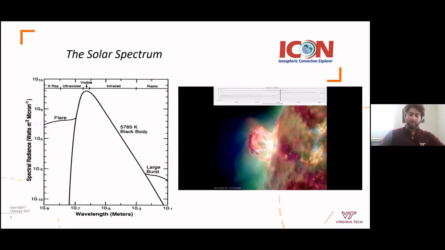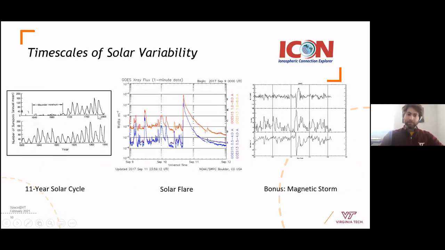Right, so let me talk about this one second. The black body portion is very constant, but these other portions are highly variable. And there are a couple different time scales of that variation that we're going to be looking at on the next slide. The first of which being the 11-year solar cycle.